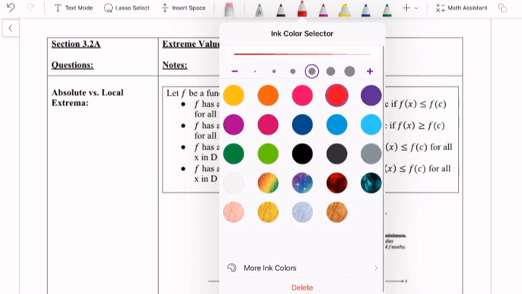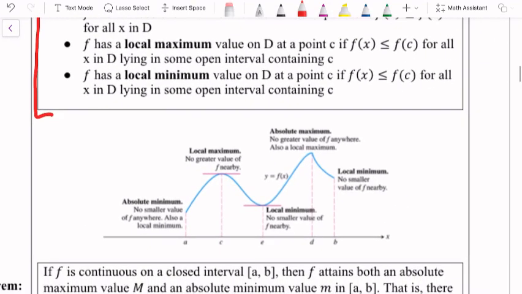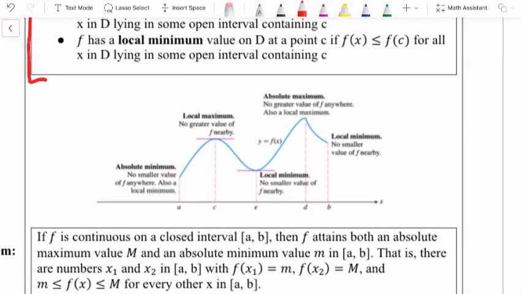So this text box that we have right here is the textbook definition of what constitutes a maximum or minimum as absolute or local, but I'm more interested in looking at this picture. Sorry, it's kind of blurry. When we're talking about a maximum, we're saying that that point is higher than the points either directly to the left or directly to the right of it. So we have a maximum here and we have a maximum here.